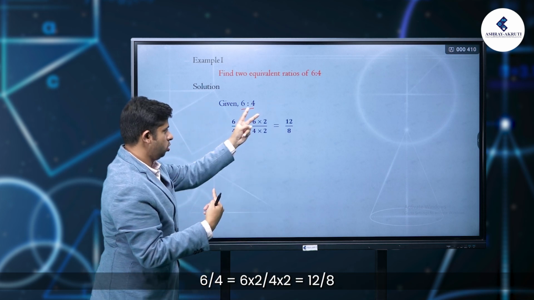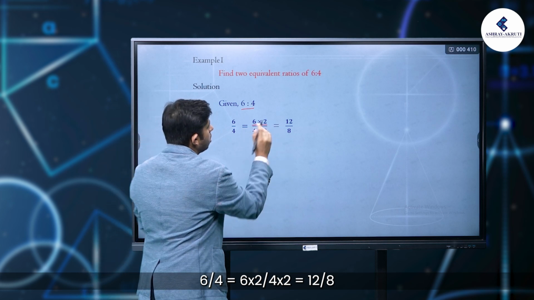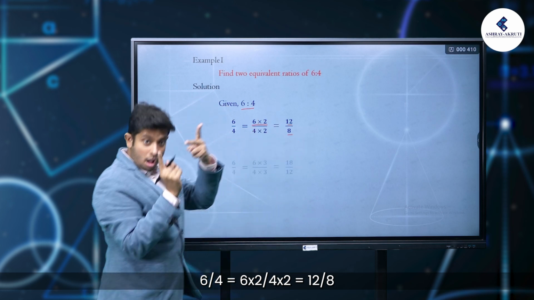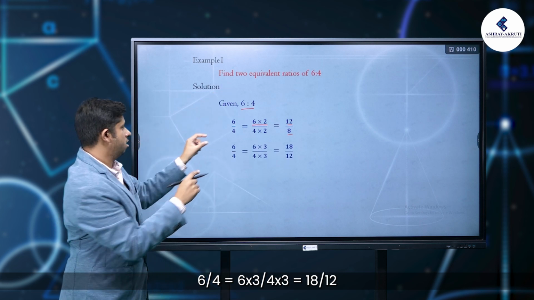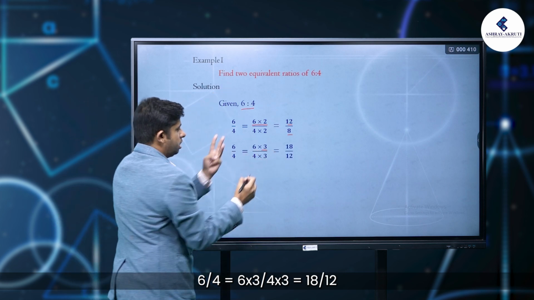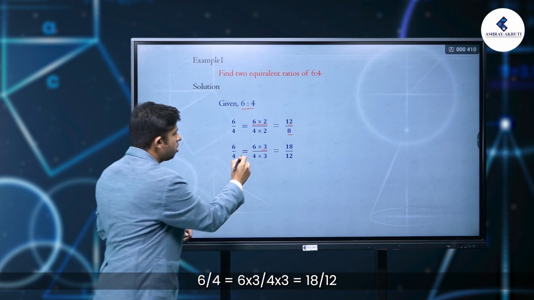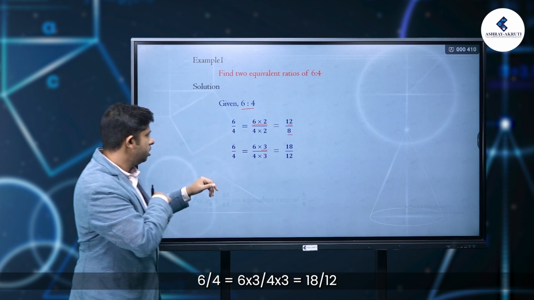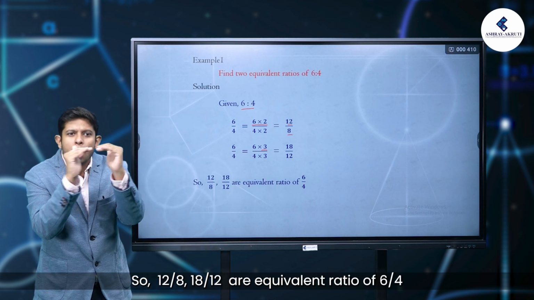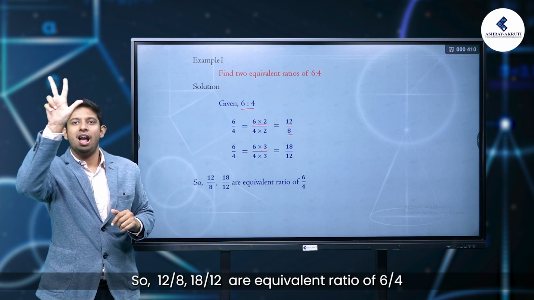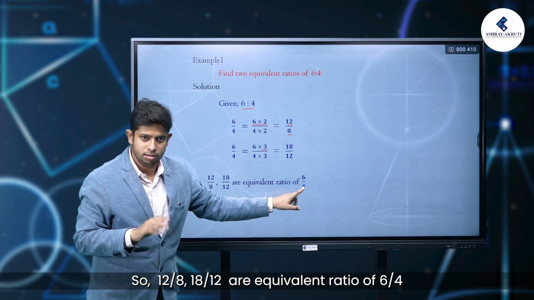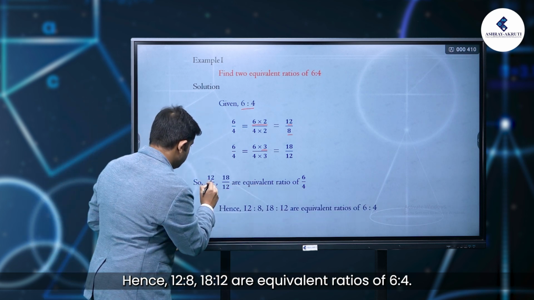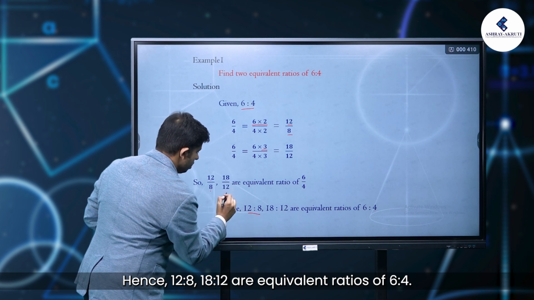6 by 4 is equal to 6 into 2 by 4 into 2, which is equal to 12 by 8. 6 by 4 is equal to 6 into 3 by 4 into 3, which is equal to 18 by 12. So, 12 by 8, 18 by 12 are equivalent ratios of 6 by 4. Hence, 12:8, 18:12 are equivalent ratios of 6:4.